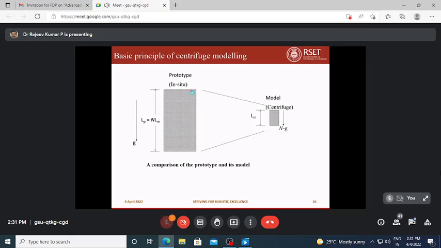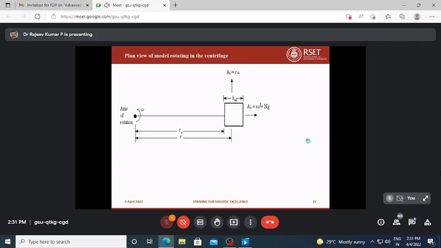This is a simple comparison which I have given, and by applying the scaling laws, you might have studied in fluid mechanics, Buckingham's pi theorem and all, this can be applied in flow problems, and it can be applied in geotechnical centrifuge modeling also. I will show you in the coming slides some of the derivations which I have done, and it was published in an IIT journal.